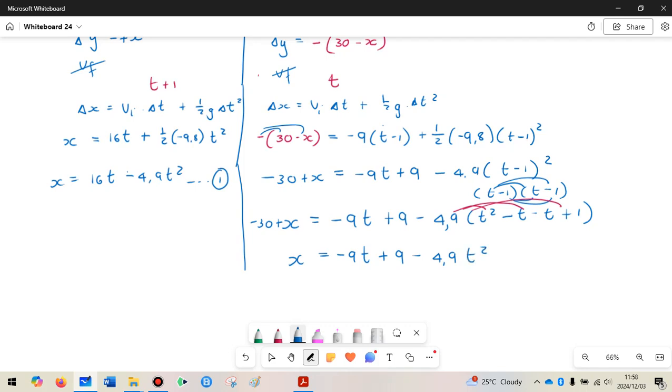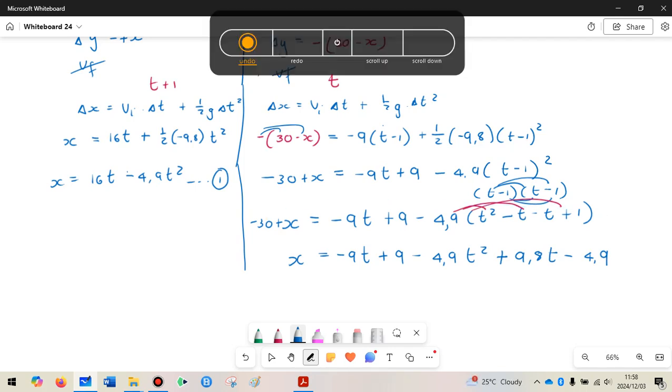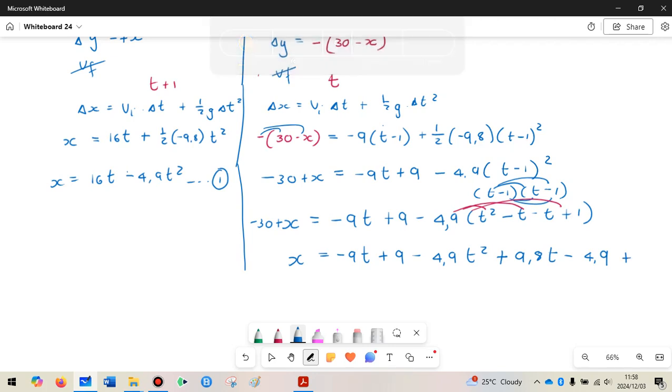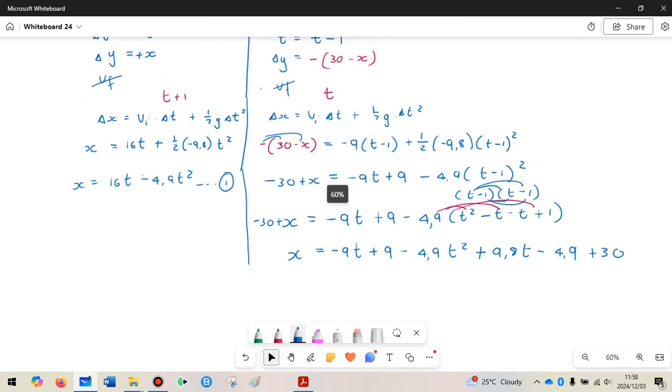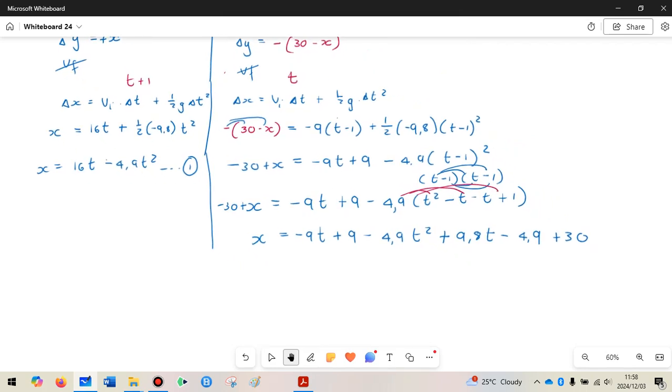This will become negative 2t, which a negative times a negative will give me positive, and 2 times 4.9 is going to give me 9.8t, and then minus 4.9 here, and then I'm going to take that 30 over, because I'd like x by itself, and just be careful it becomes a positive 30. Again, let's try and simplify this as much as possible. So let's say we've got our two equations now.